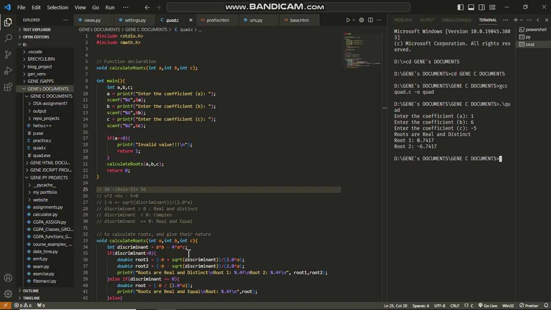And since you can see the discriminant is greater than 0, we expect it to be real and distinct, meaning root 1 is 0.7417, root 2 is -6.6417. And this is because I had set it to 4 decimal places.